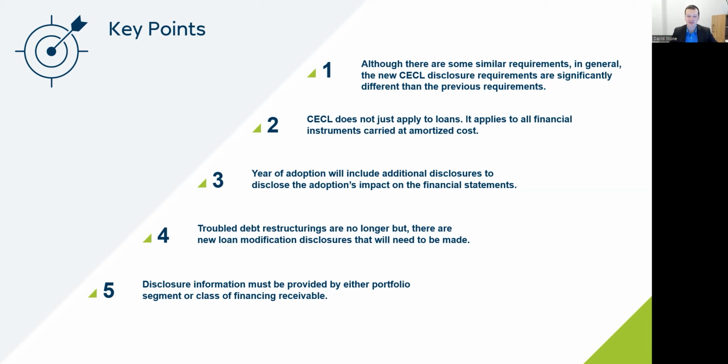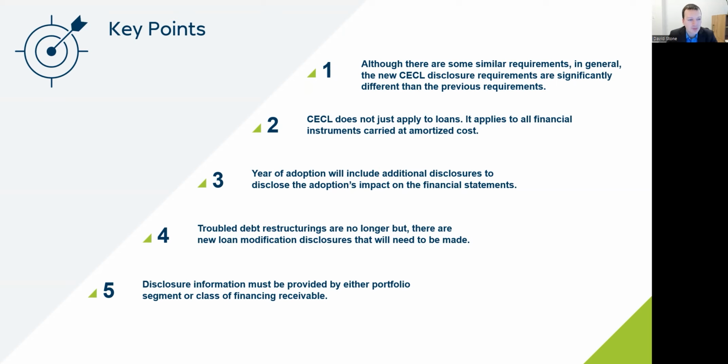Number 2 here, CECL does not just apply to loans. Hopefully not a surprise to many of you, but it applies to all financial instruments carried at amortized cost. So again, this could be your off-balance sheet commitments, your held to maturity debt securities, that would fall under this category as well. So as we'll see in some resources that we'll provide in a few slides here, you're going to have disclosures around all those types of instruments, not just your loans.